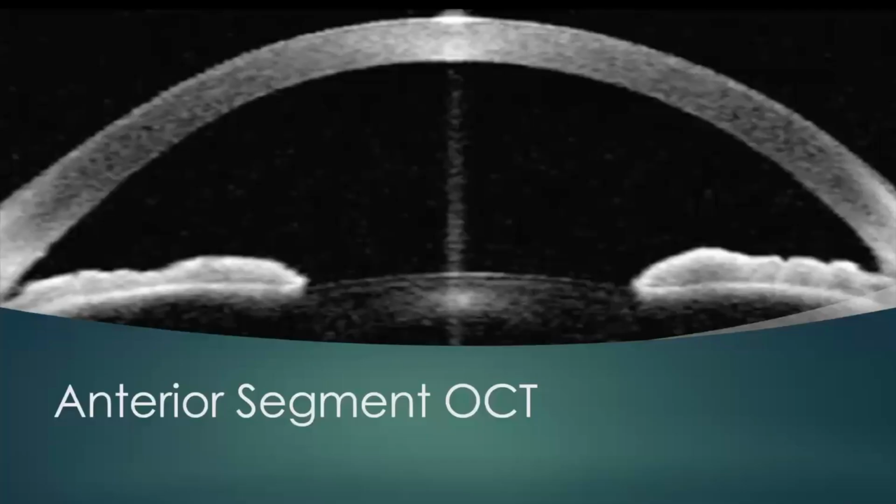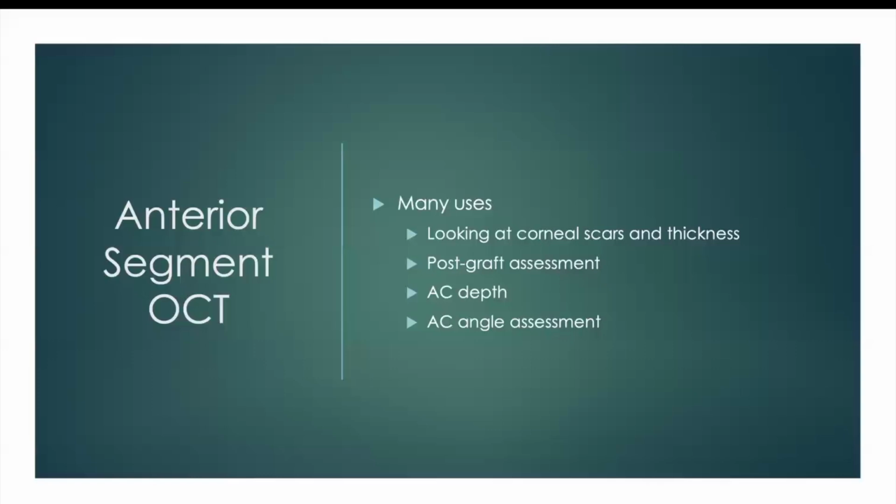So moving on then to anterior segment OCT, this is a classic picture where you can see an OCT image that looks at your cornea, your angle, your iris, and even the anterior surface of your lens. And there are lots of uses. Within cornea, you're going to be using them to monitor things like corneal scars, understand the thickness of those scars and what layers they're affecting. You're going to use it for post-graft assessment.